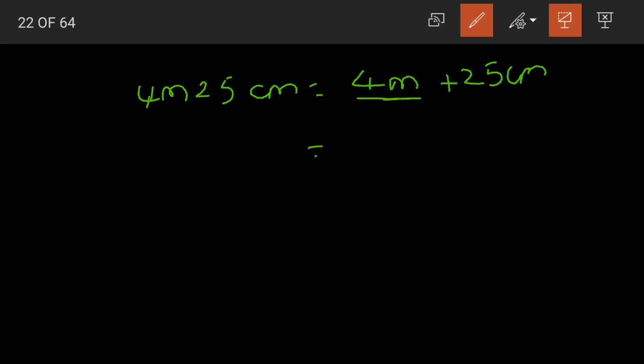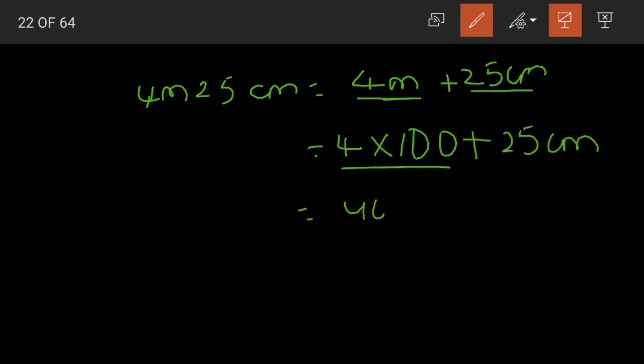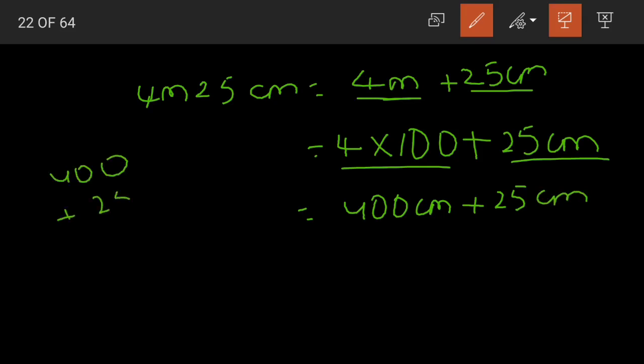Now here, how do we convert this meters into centimeters? 4 into 100 plus, now what about 25 centimeters? Again, as it is already in centimeters, we'll write the number as it is. 4 into 100 becomes 400 centimeters plus our 25 centimeters. What is the value of adding them? 400 plus 25, 5, 2, 4.